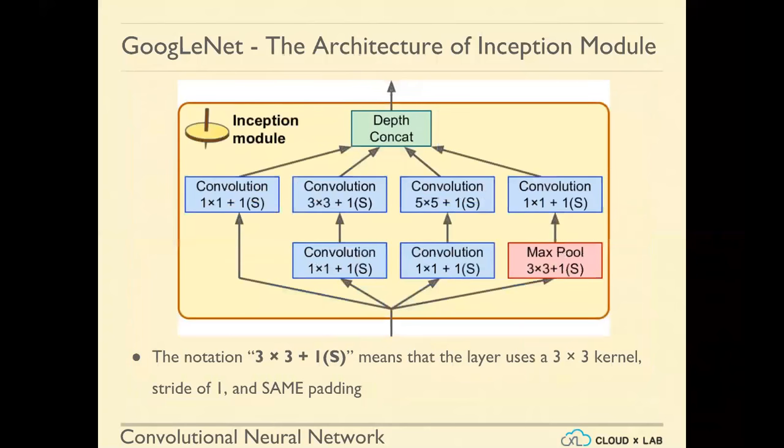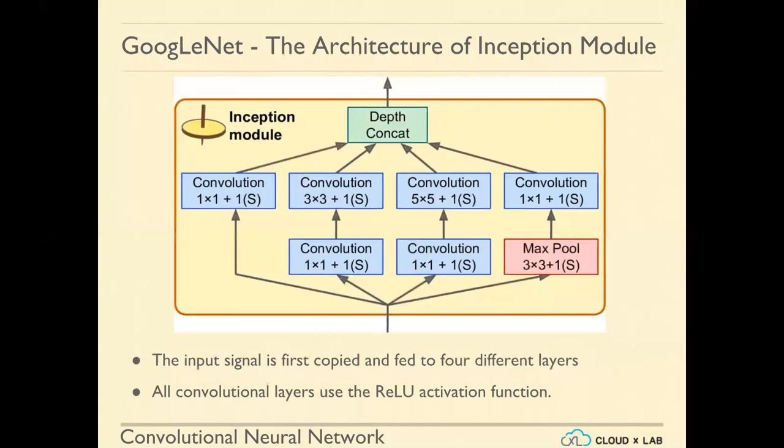Okay. So the notation here, when we say 3 by 3 plus 1, means that the layer uses a 3 by 3 kernel with a stride of 1 and same padding. That means it's not the valid padding, it's the same padding. That means it's not going to lose the edges, right? So all of these have a stride of 1, okay? And there are some which are 5 by 5, there are some which are 1 by 1.